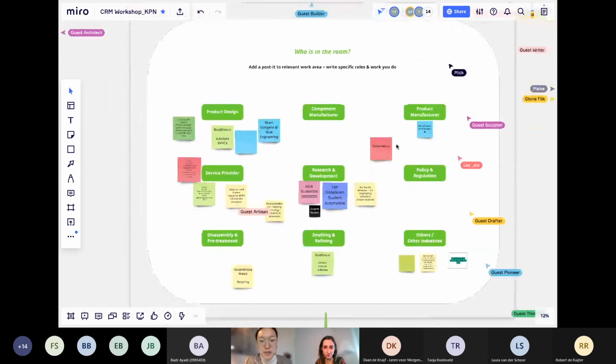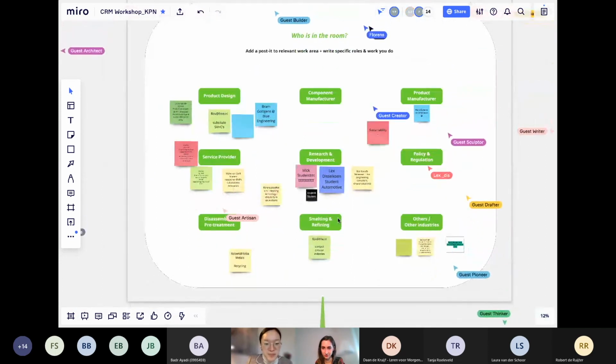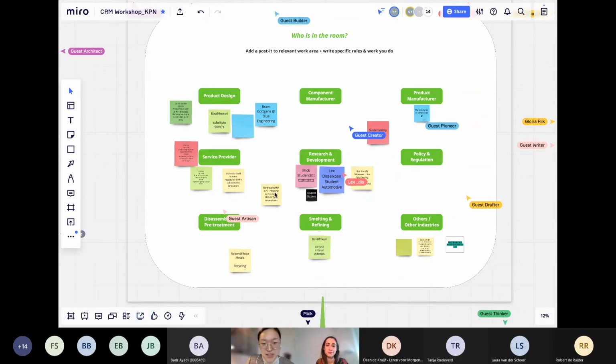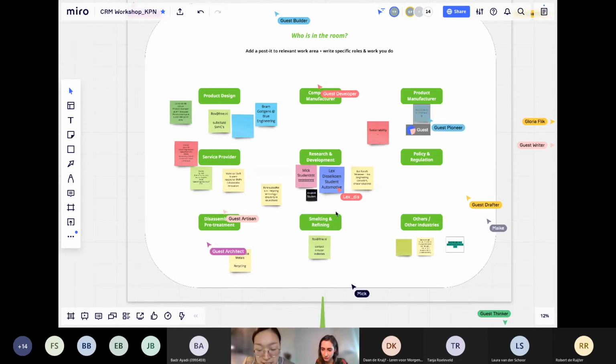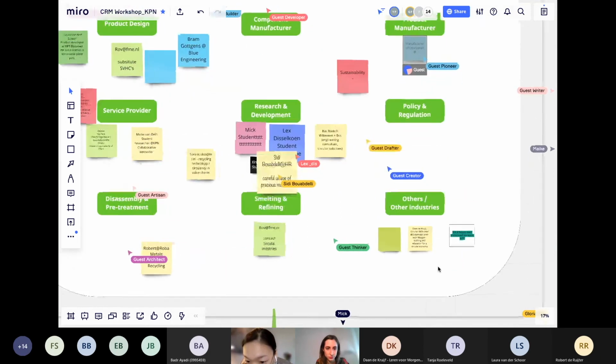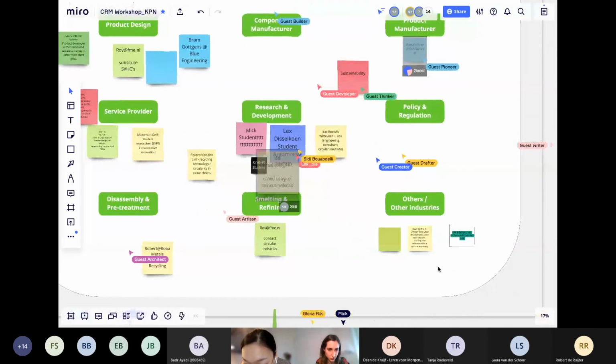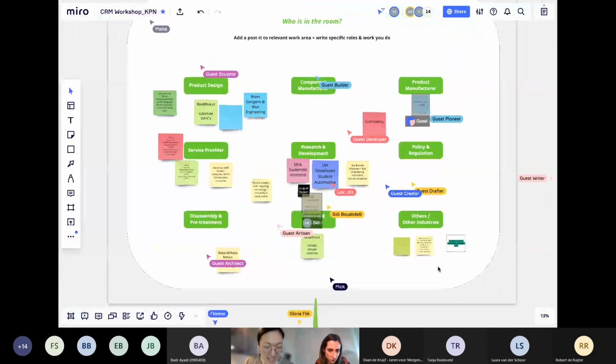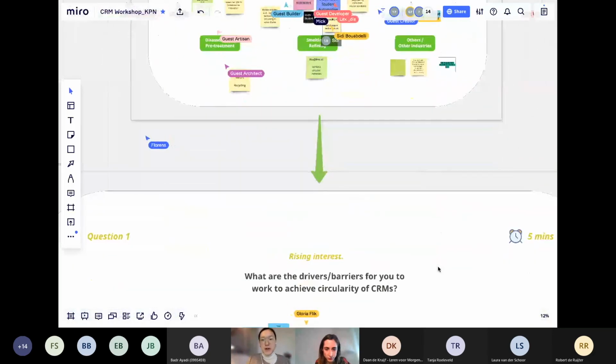Let's see briefly who is in the room. I see a lot of people joining from product design. Very happy to hear that, because design also is a very important aspect of the value chain. I see people joining from product manufacturing, R&D, also from smelting and refining. Nice. And also other people from other industries. Great. Then let's move on to our first question.